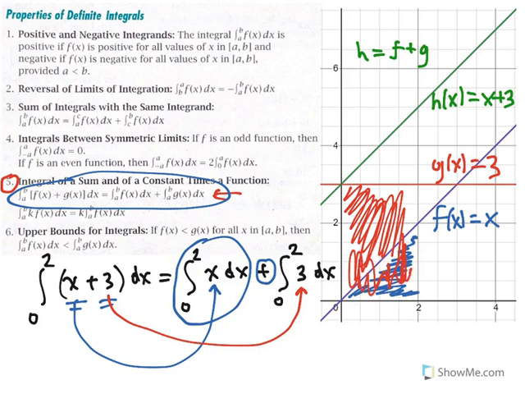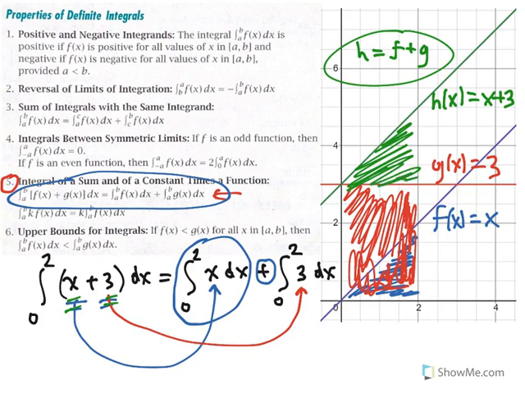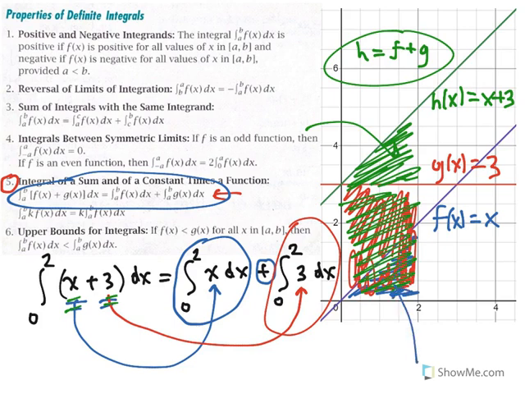So the integral on the left is the sum of these two areas, because it represents the area under the graph of h, which is the sum of f and g, above the x-axis between x is equal to 0 and x is equal to 2. It represents all of this area. And you can see that, of course, the green region that I just shaded includes all of this, plus the triangular region at the top, which has the same area as the blue triangular region from the bottom, which is, of course, right here. So that's all that is saying.